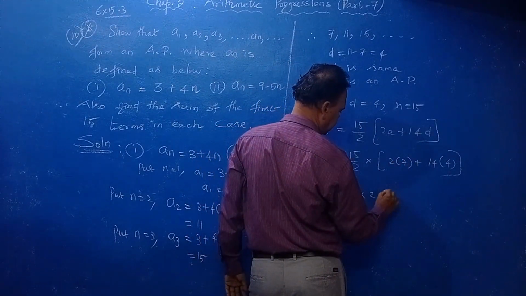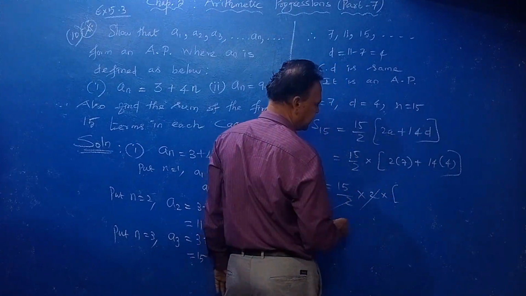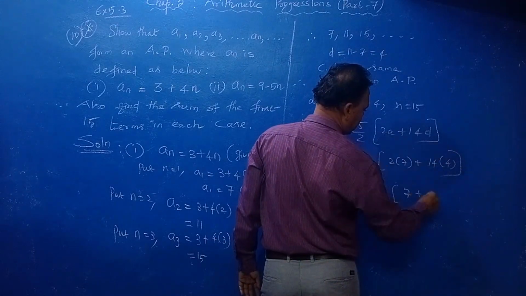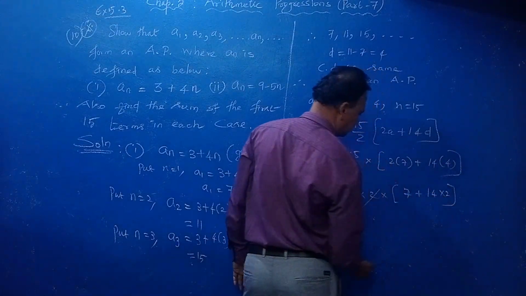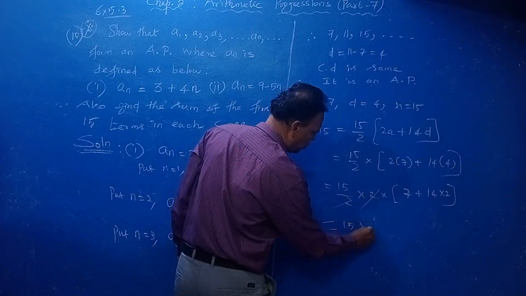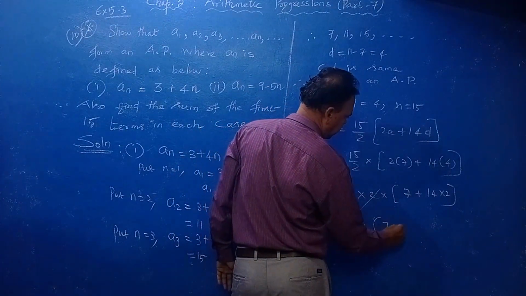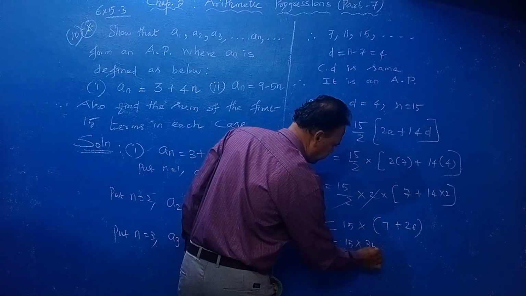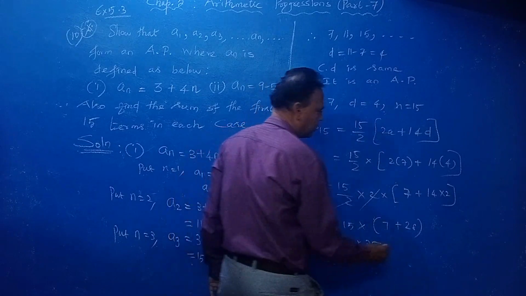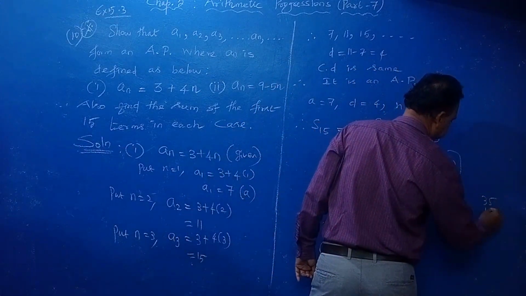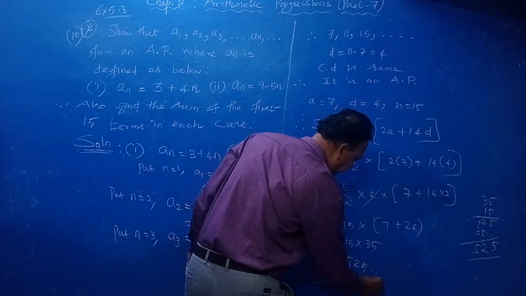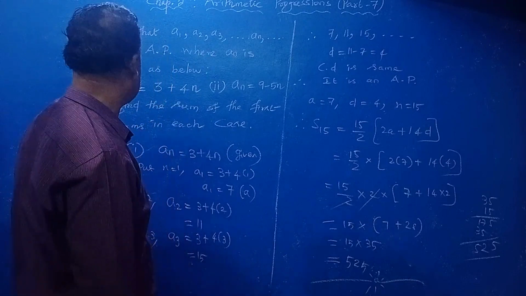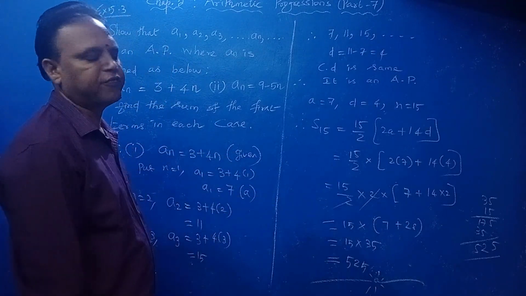Now 15 by 2 into... you take 2 common. That is very simple. Clear? Simplification will be easy. You can easily cut. Here 2 taken common means 7 plus, here 14 into 2, 2 taken common. Right? So 15 into 7 plus 28. That is 35. 15 into 35. So the sum of 15 terms is 525.